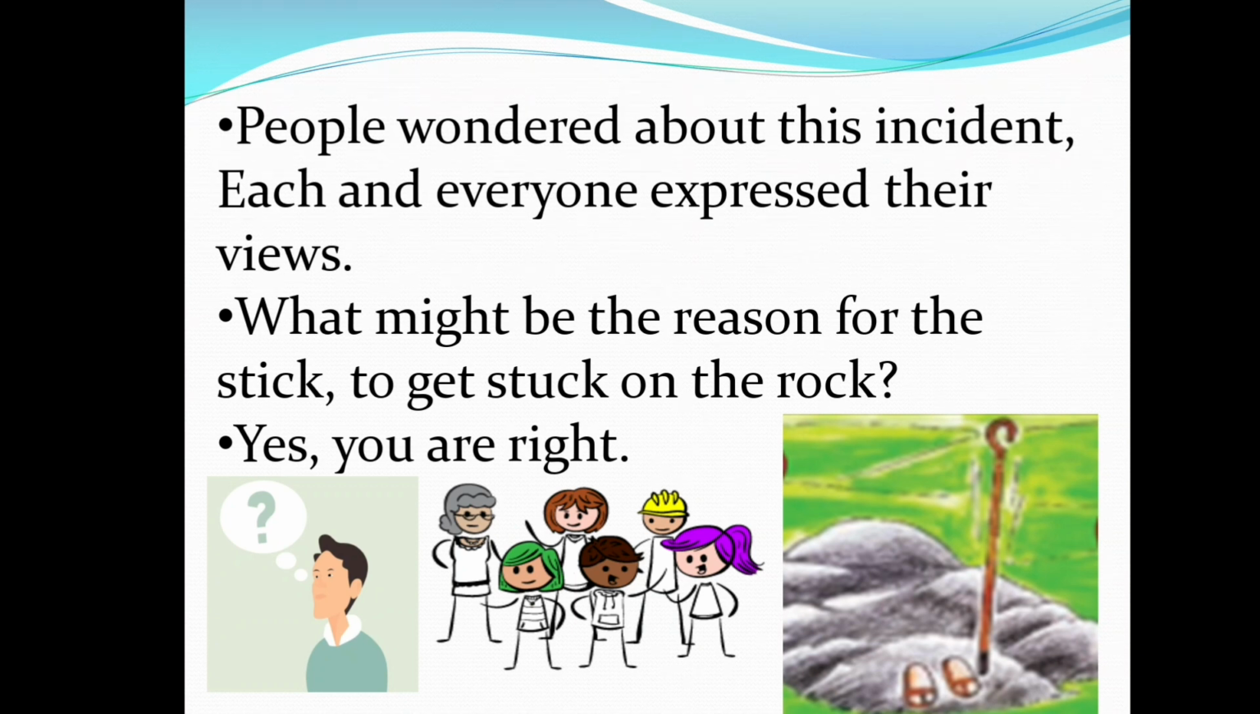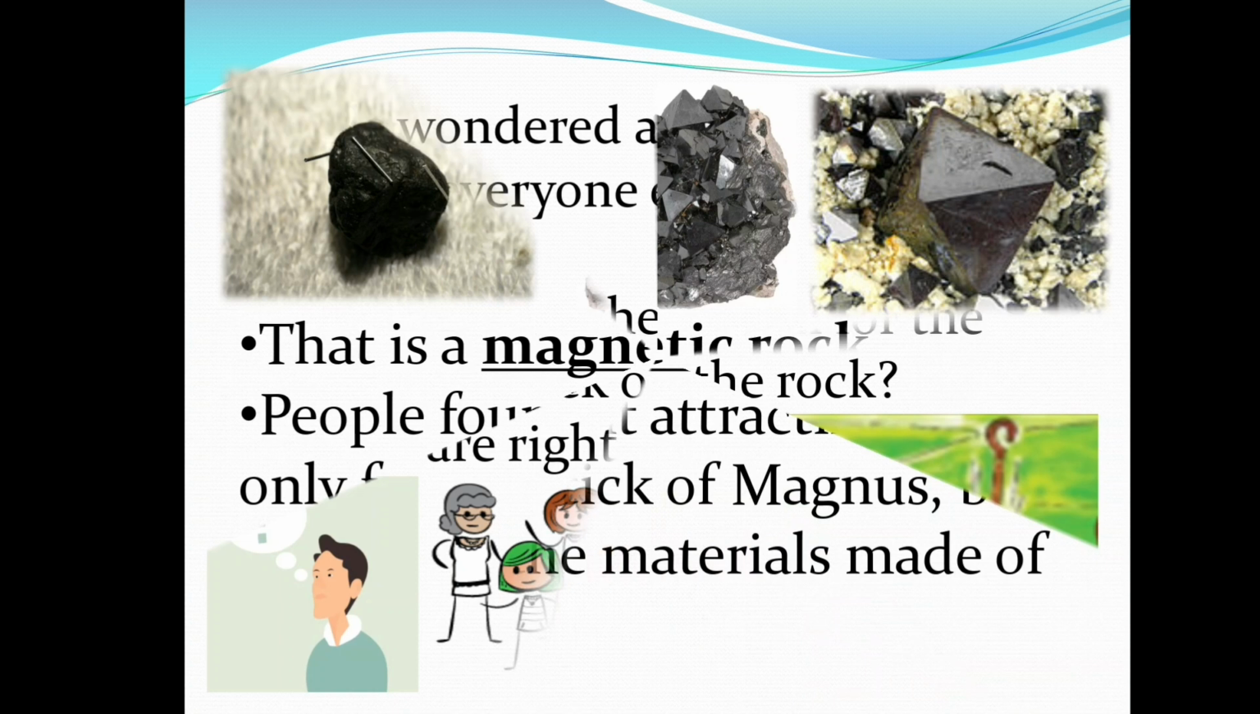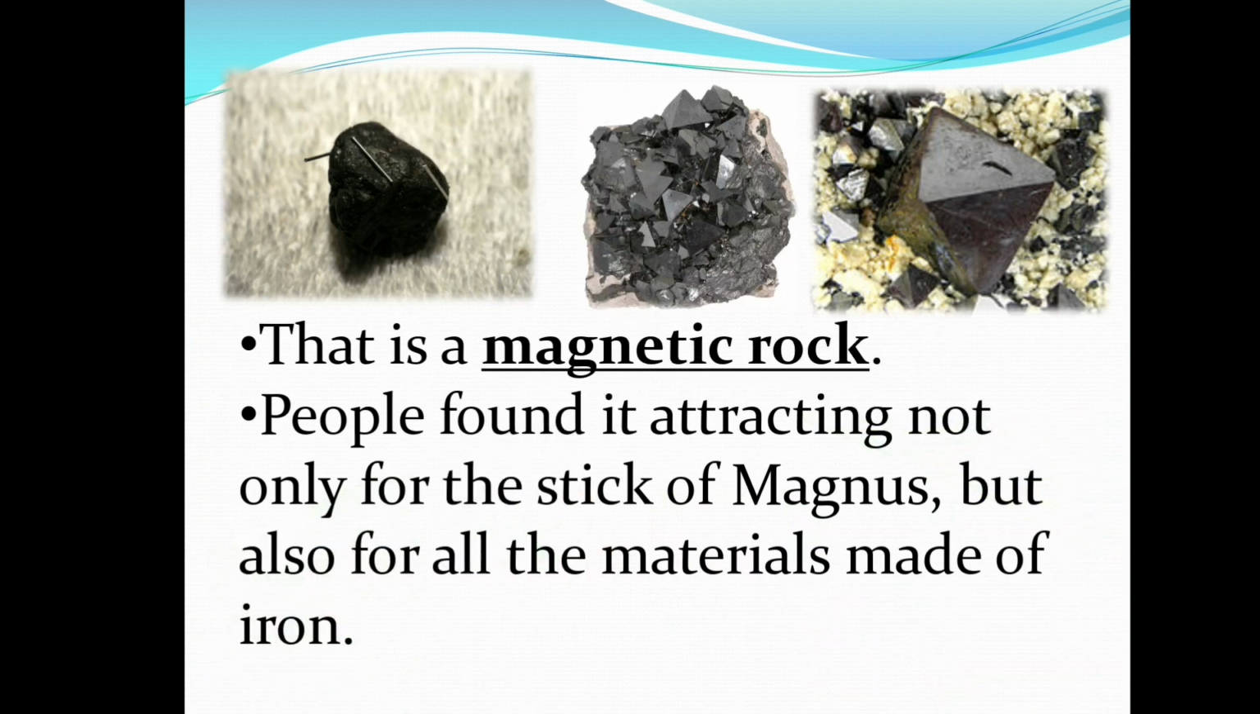Did you think of a magnet? Yes, you are right. That is a magnetic rock. People found it attracting not only the stick of Magnus but also all the materials made of iron. So, what was the reason for the shoes and the stick to get stuck on the rock? Because it is a magnetic rock, and people found that not only those things but all the materials made of iron are attracted to that rock.